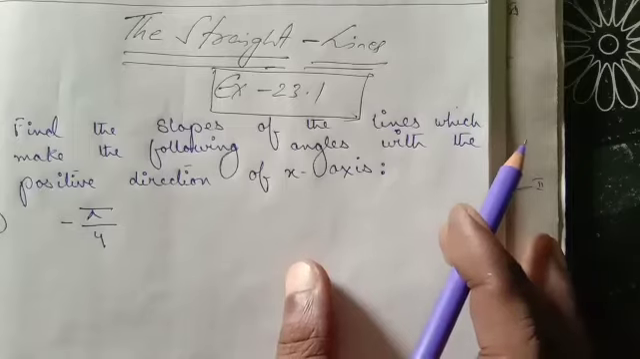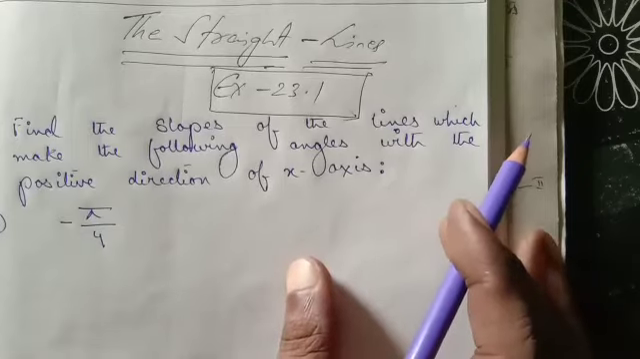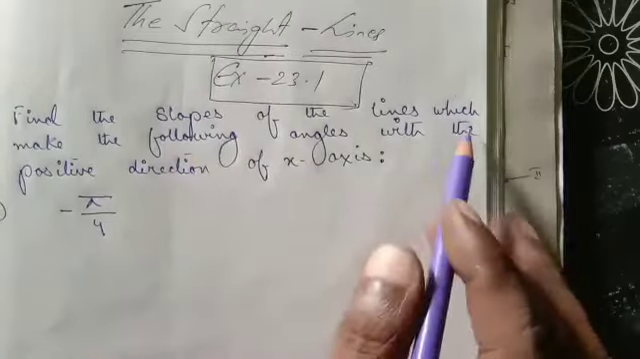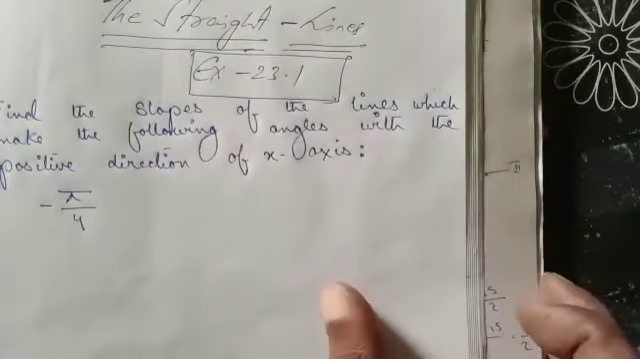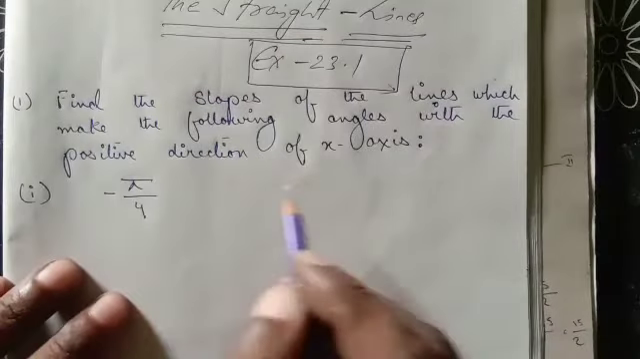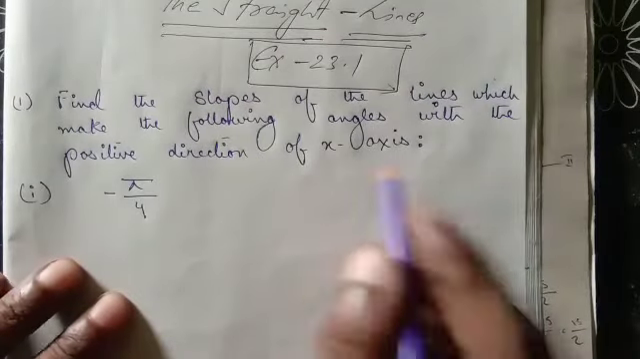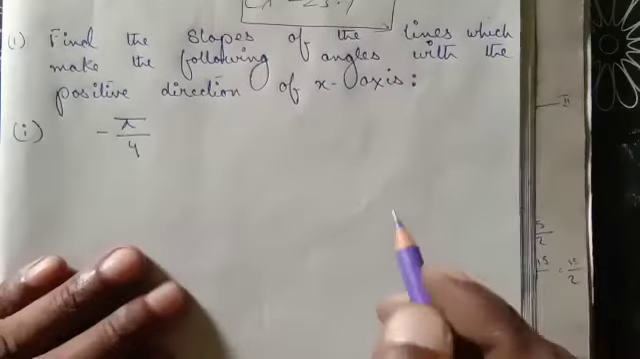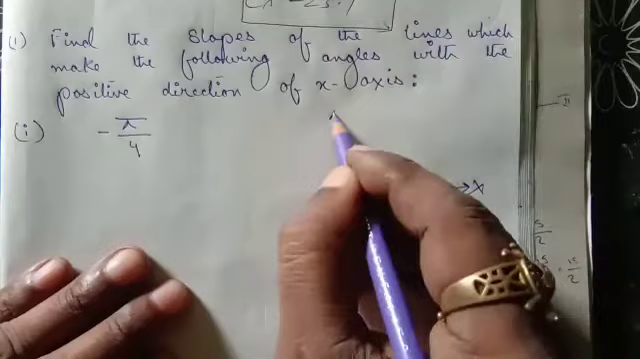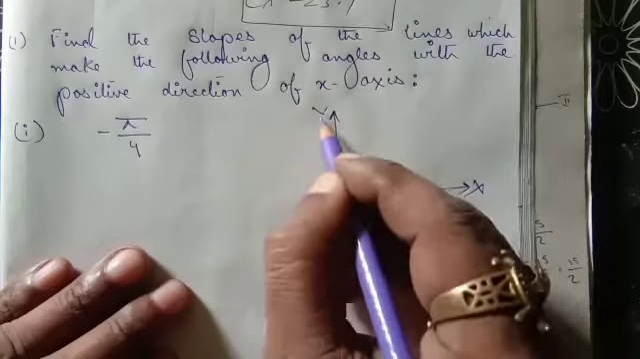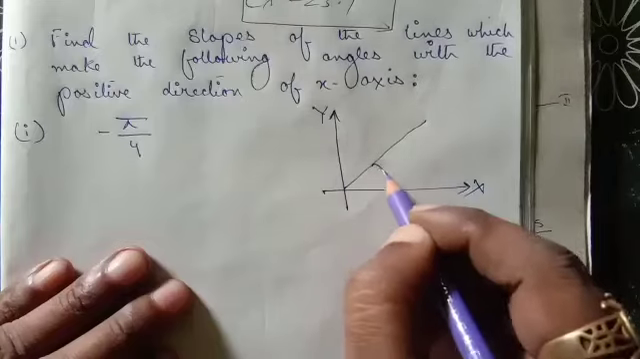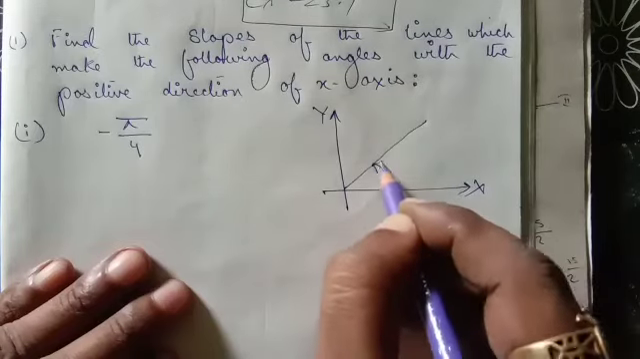Straight Lines, Exercise 23.1. Find the slope of the line which makes the following angle with the positive direction of the x-axis. Positive direction of the x-axis means this is the x-axis, this is the y-axis, and if any line makes an angle with the positive x-axis, this is the angle theta.